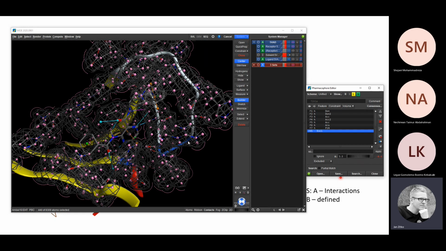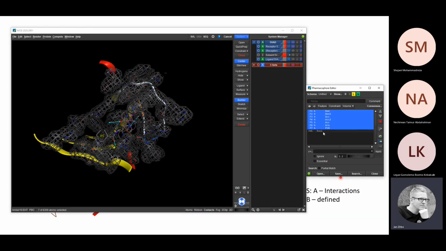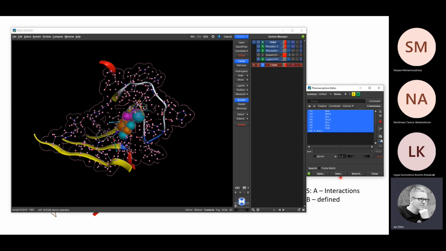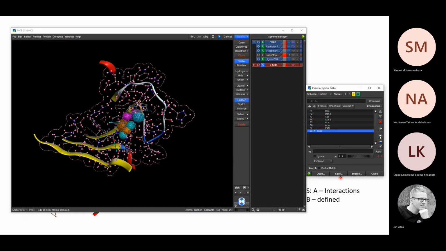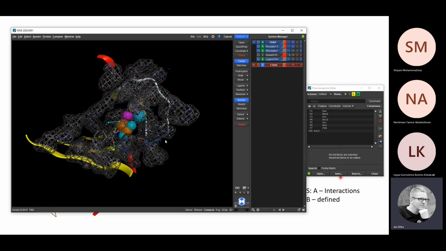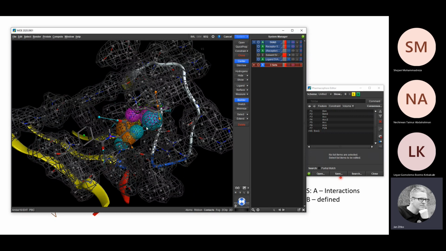So now I have the combination of the pharmacophore features plus the excluded volume. And this would be my pharmacophore. Yeah? So this is what a pharmacophore defined from a ligand complex looks like. Okay, now I'm ready to start the searching. And as I said, searching using a pharmacophore is quite fast.